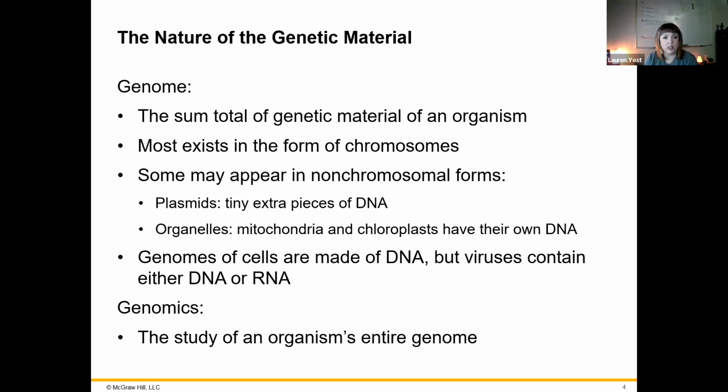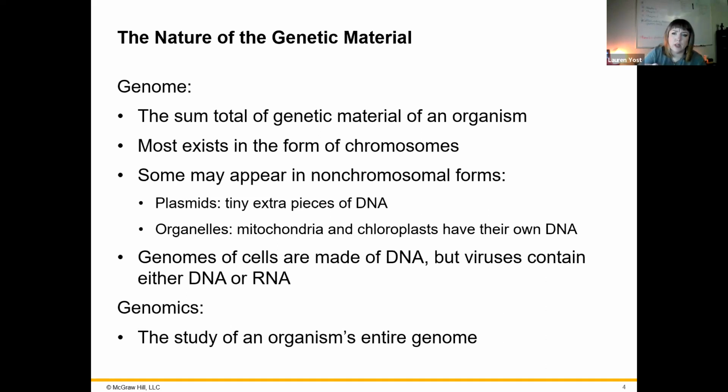Most of that is going to exist in the form of the chromosomes, whether you are a bacteria or a eukaryote, it doesn't really matter. We do have the extra-chromosomal bits of DNA that can exist within organisms. That can include plasmids, which are little tiny bits of extra DNA, typically circular in form. And eukaryotes can have these as well, so it's not exclusive to the bacteria. And the organelles themselves have their own DNA.